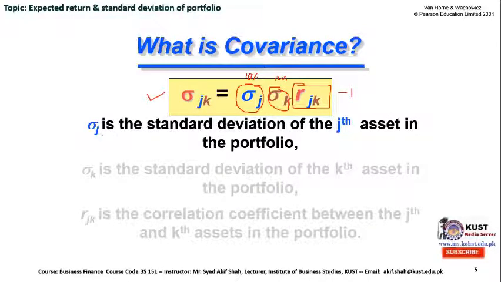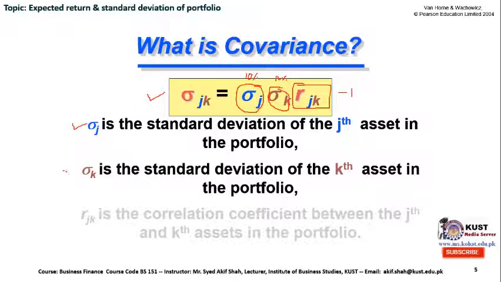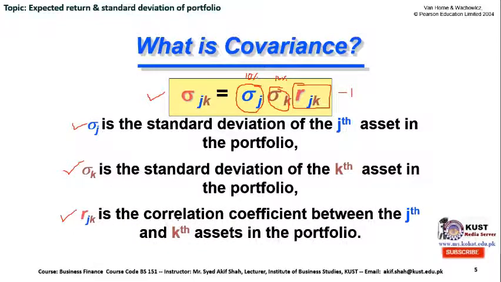The sigma J, as earlier explained, refers to the standard deviation of the jth asset in the portfolio. Since we have selected only two stocks for making the portfolio, we find the expected return of that portfolio as well as the standard deviation of the portfolio. Therefore sigma J is the standard deviation of the jth stock, sigma K is the standard deviation of the kth stock, and RJK is the correlation coefficient between the jth and kth assets in the portfolio. What is this correlation coefficient? We will discuss it shortly in the next slide.